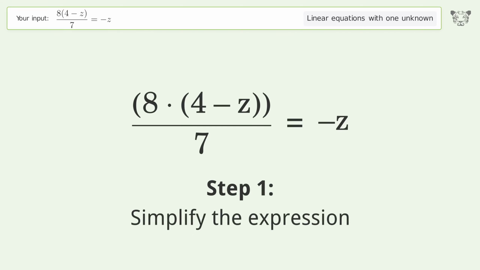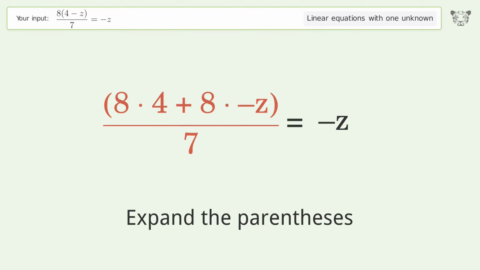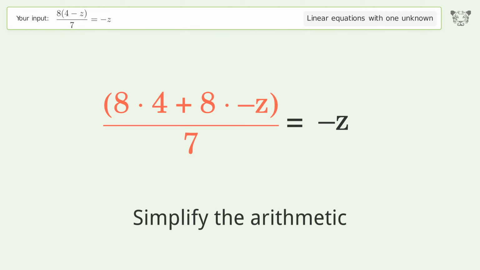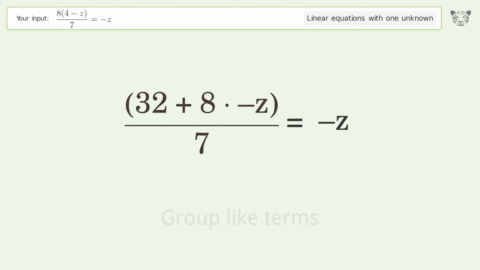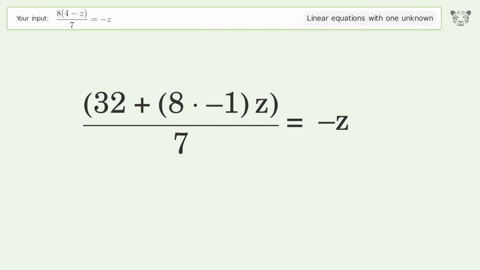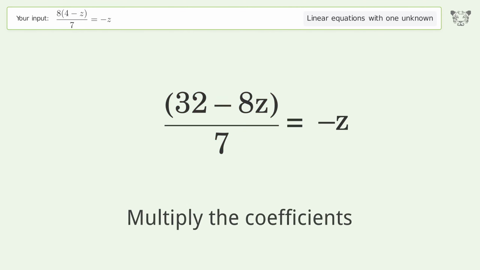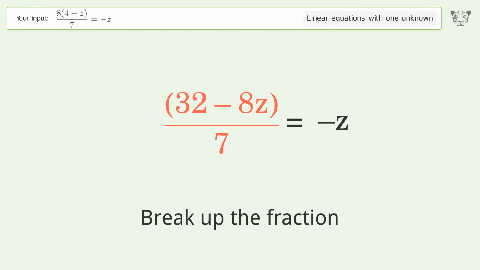Simplify the expression. Expand the parentheses. Simplify the arithmetic. Group like terms. Multiply the coefficients. Break up the fraction.